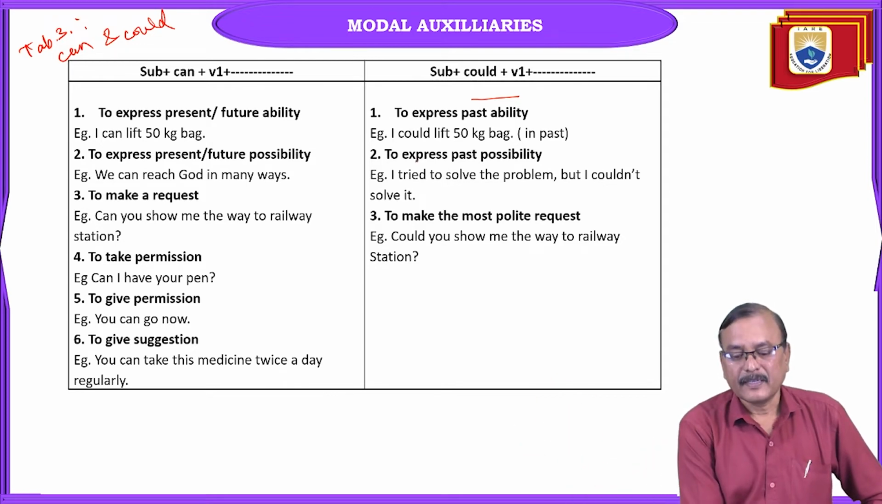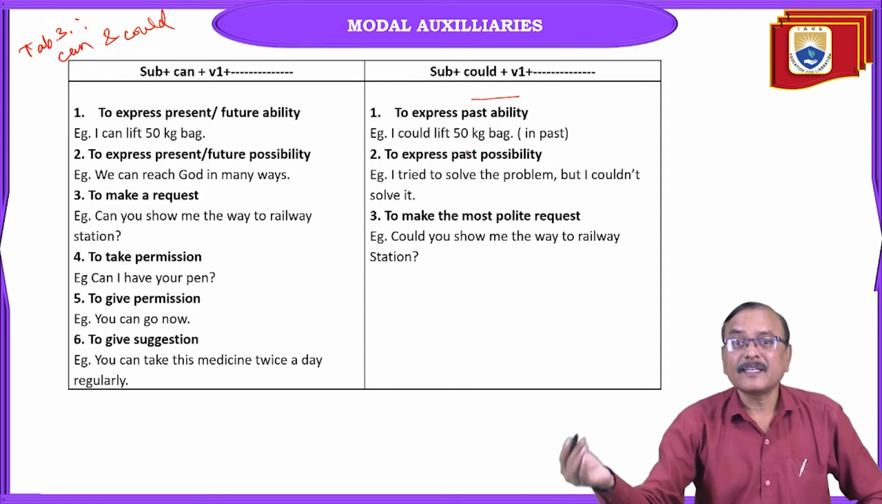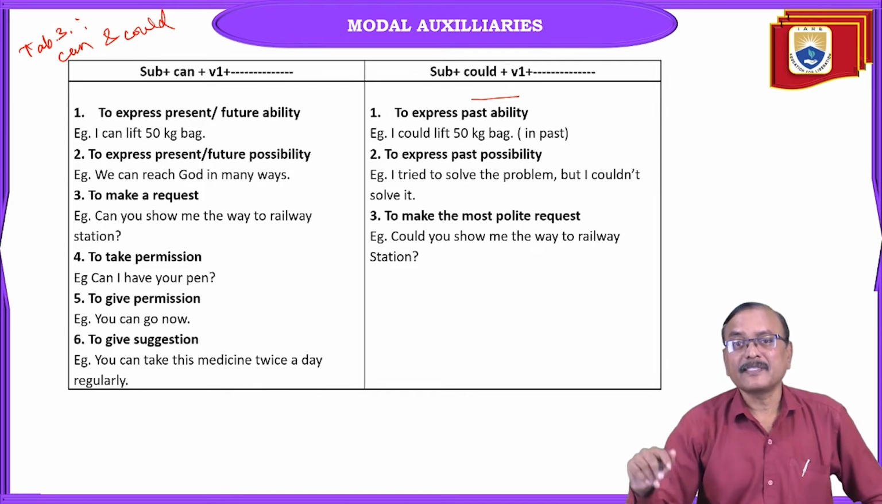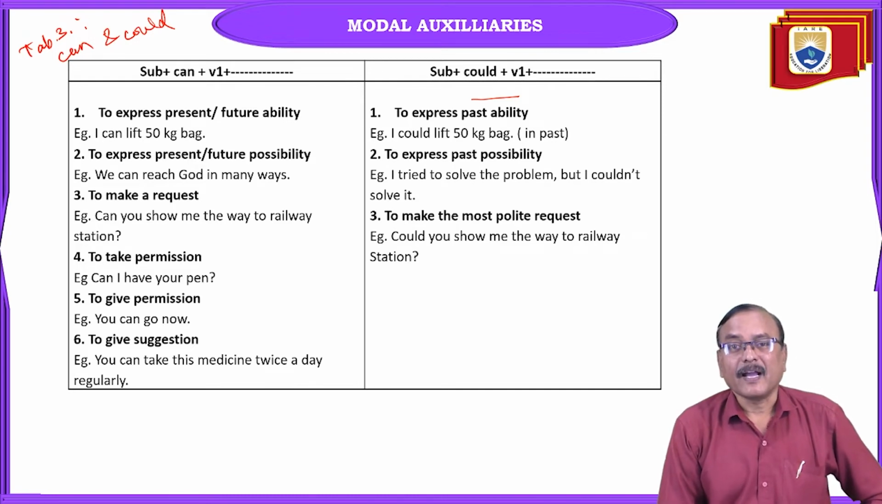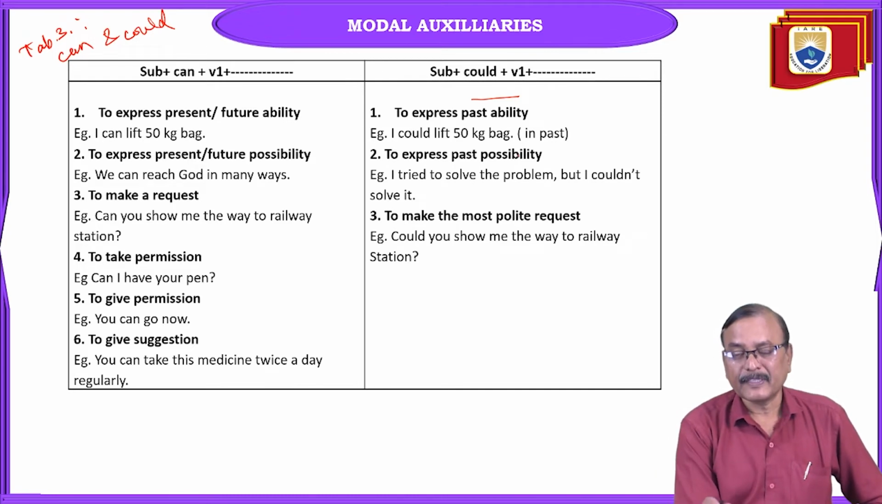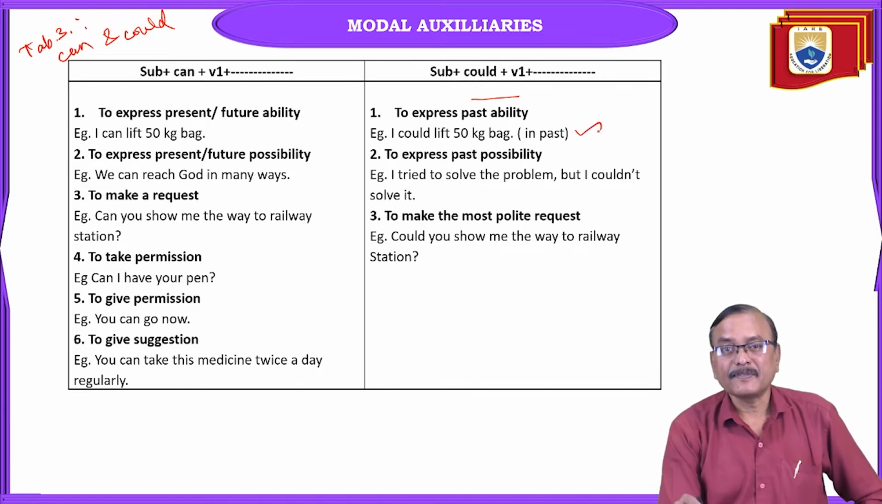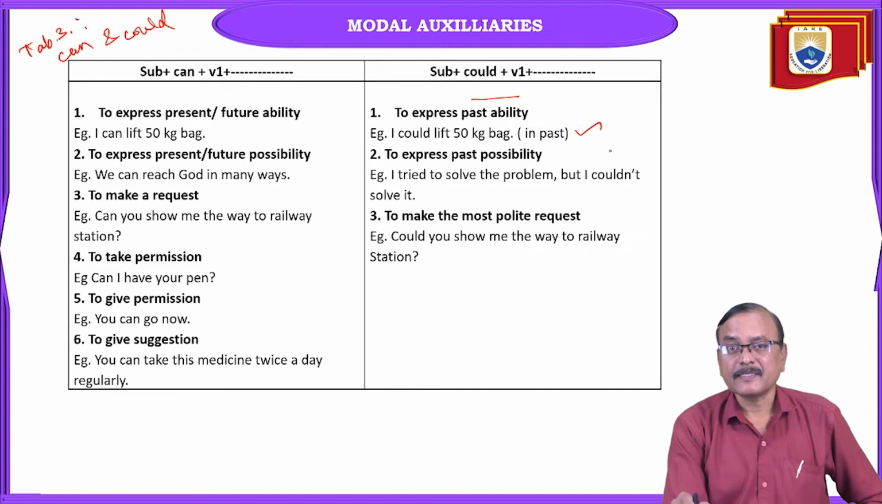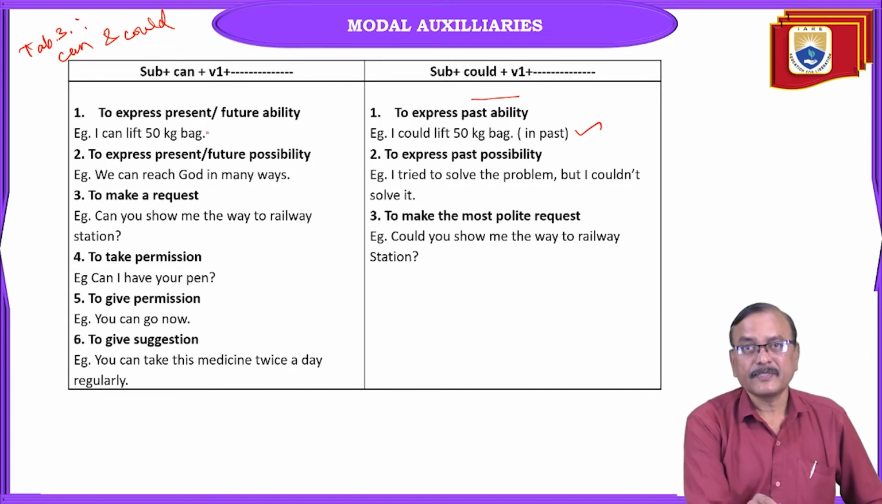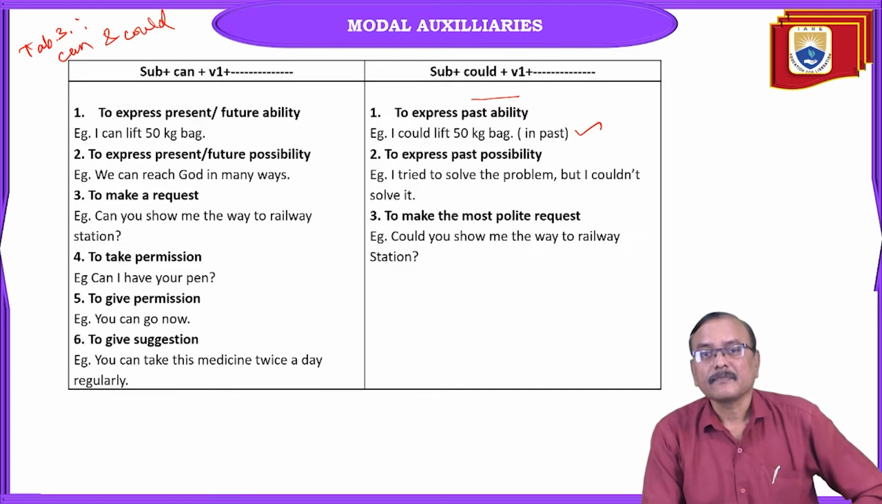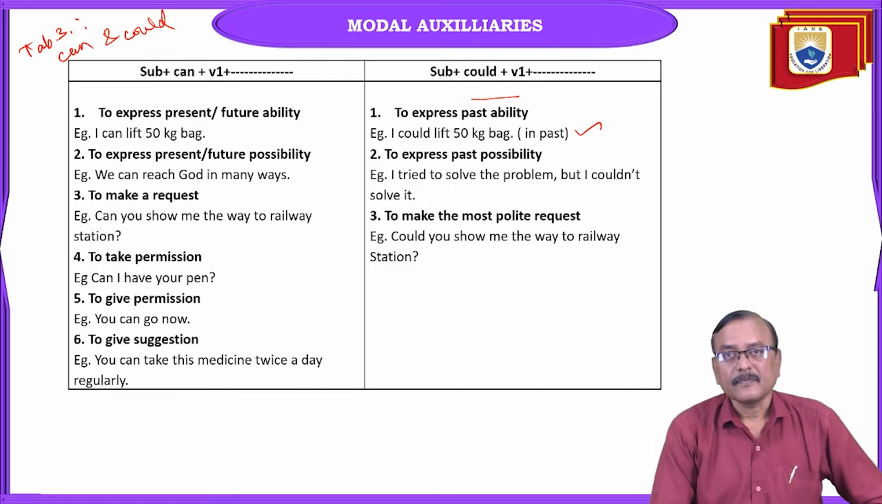Example: when I was at college, when I was 20 years old, I could lift a 100 kg bag. I could lift a 50 kg bag. This is in the past only. Could plus V1 is to express past ability. Can plus V1 is to express present or future ability. Okay? Next.